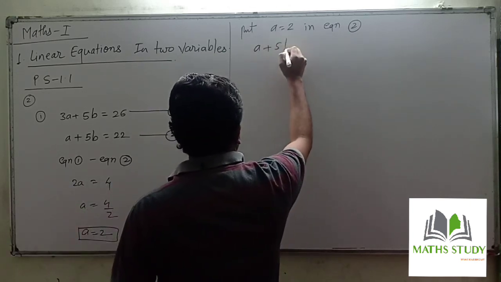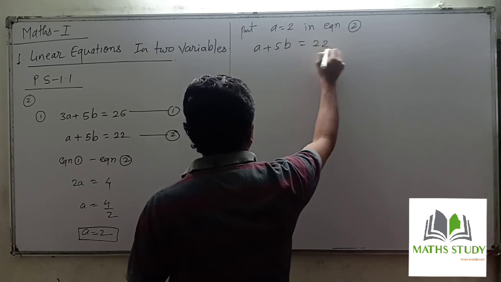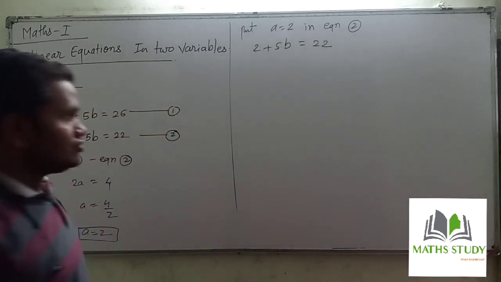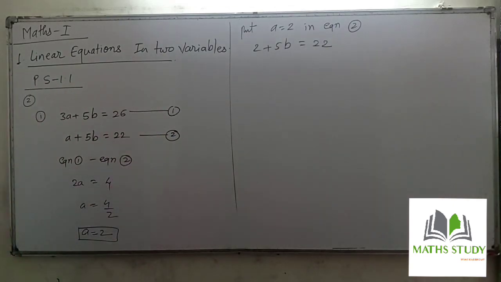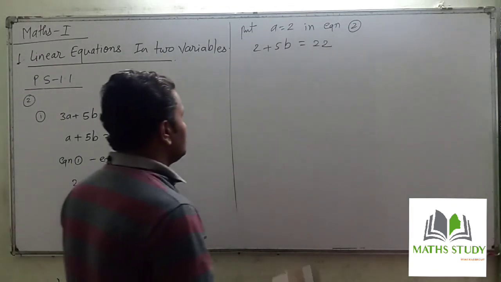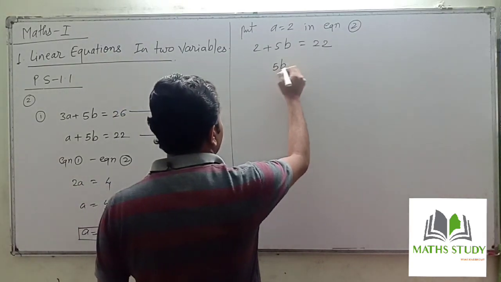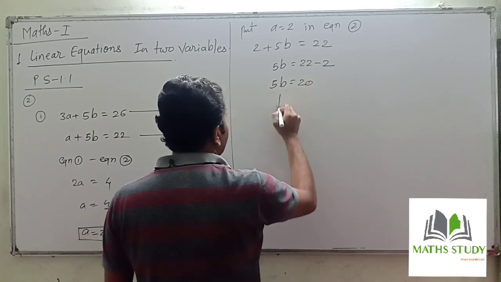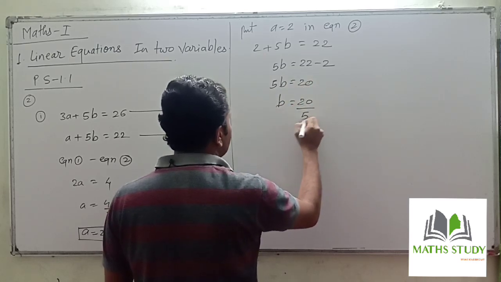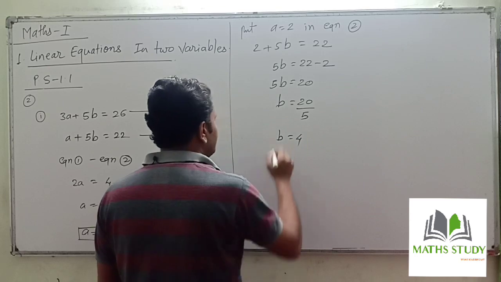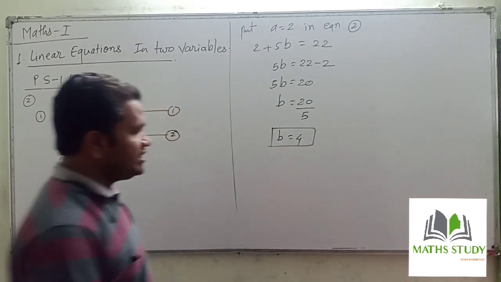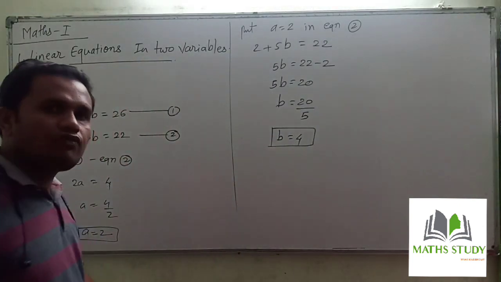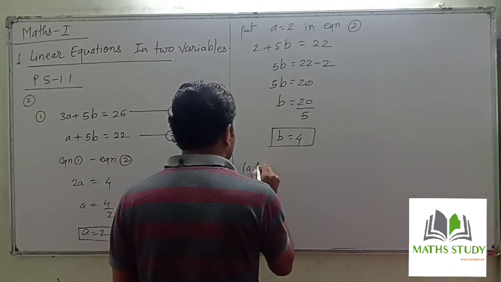First of all I will write down the equation totally. A plus 5B is equal to 22. Now in place of A we have to put 2. So it will look like this: 2 plus 5B is equal to 22. 2 will go to that side. 5B equals 22 minus 2. 5B is equal to 20. These are simple steps. B is equal to 4. So in this way we got A is equal to 2 and B is equal to 4.